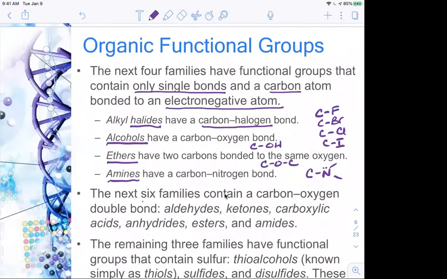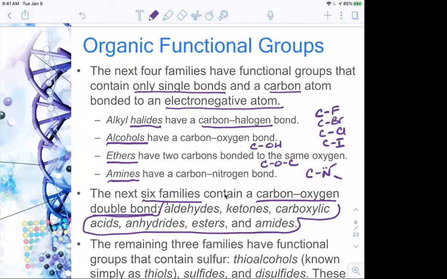The next 6 families are going to have this carbon-oxygen double bond. And here they've grouped all of the carboxylic acids, their derivatives, as well as aldehydes and ketones into this. I sort of break them into the aldehydes and ketones, and then the carboxylic acids and esters. But what they all have in common is this carbonyl group, which is that carbon double bond O.